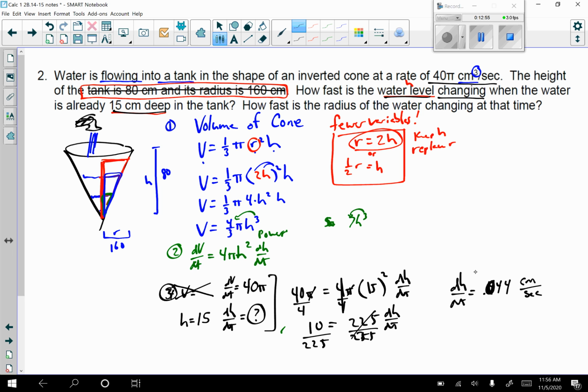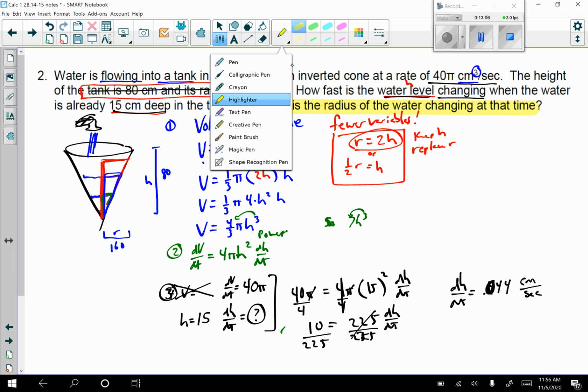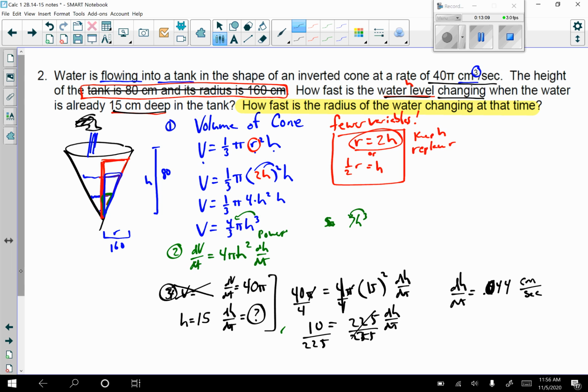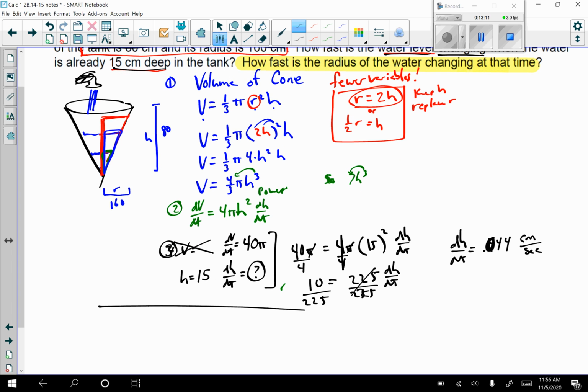Now the second question says on here, we don't have to do a lot of extra work. How fast is the radius of the water changing at that time? So how fast is it spreading out in the cone? Well, for that one, we do not need to go back and do the problem again with a radius. So for the second problem here, take a look at what we know. We know dH/dt, and we know that radius is twice the height. Well, I want to know how fast the radius is changing. Means I want to know a dr/dt, the radius change.